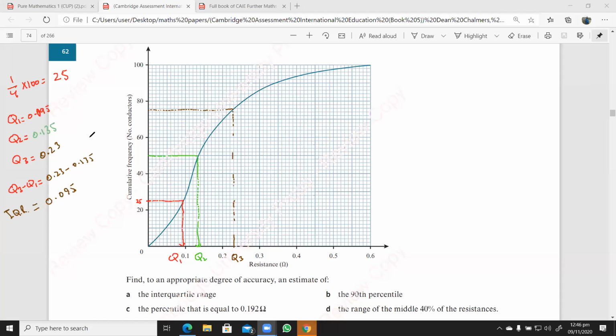Okay, so with your help, we have found the lower quartile is 0.095, the median is 0.135, and this is the upper quartile, and then we found the interquartile range. Okay. How would I be finding the 90th percentile?